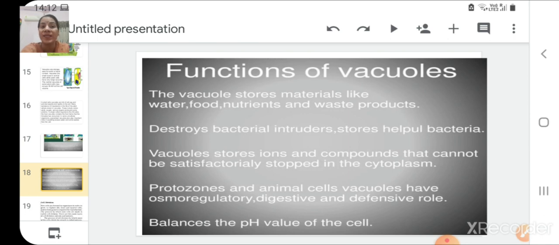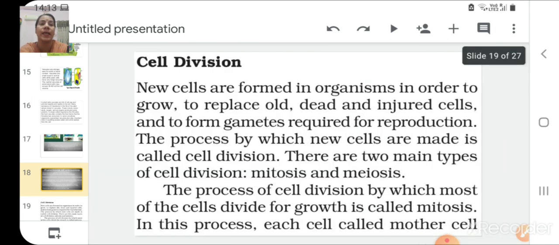In protozoans and animal cells, vacuoles have an osmoregulatory function, and a digestive and defensive role also. These vacuoles also help in balancing the pH of the cell.